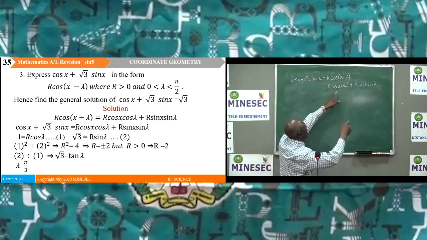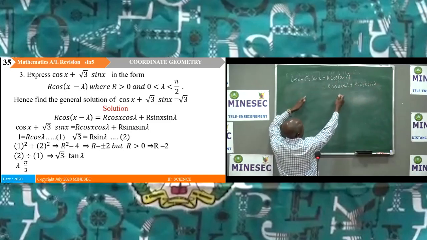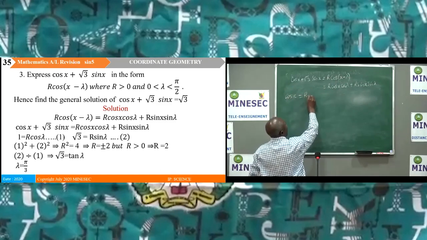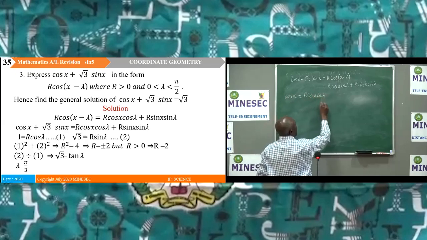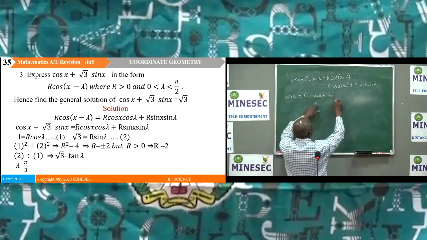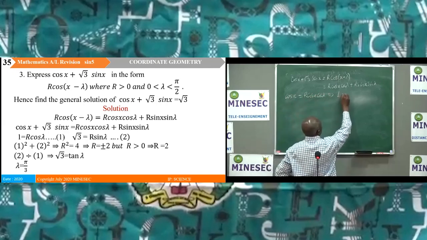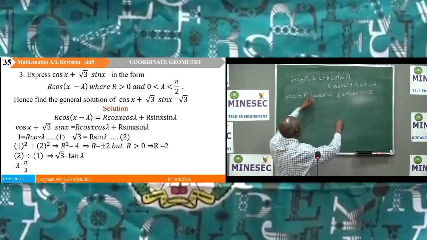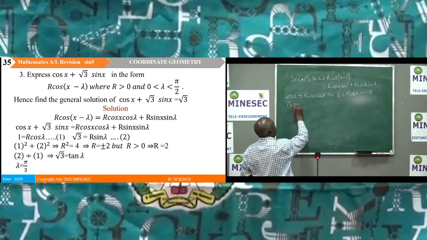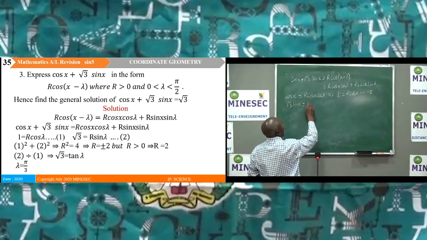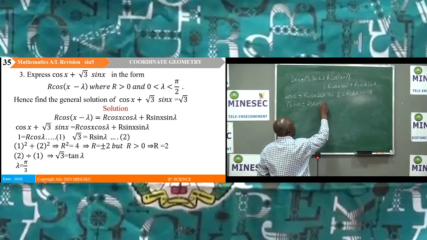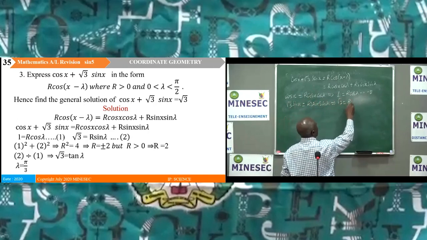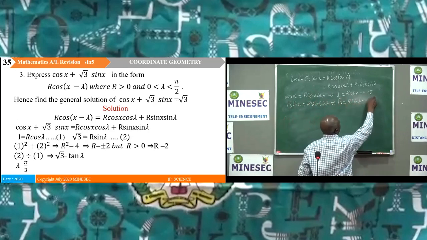Now we compare the left hand side and the right hand side. We see that cos x is equal to r cos x cos lambda, which implies that dividing by cos x, we have 1 is equal to r cos lambda. And we have root 3 sine x equal to r sine x sine lambda, which implies root 3 is equal to r sine lambda, equation 2.